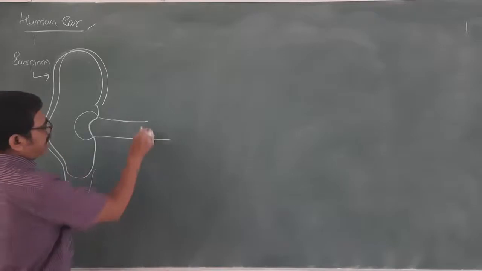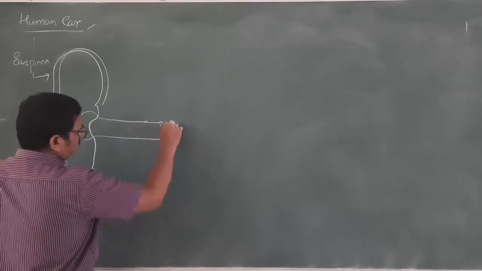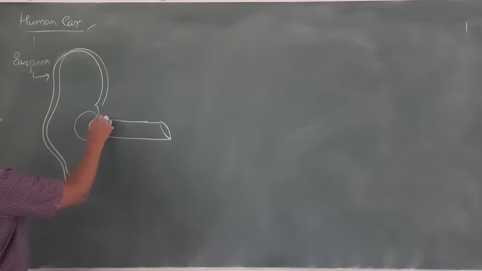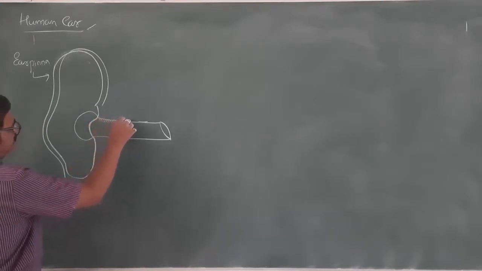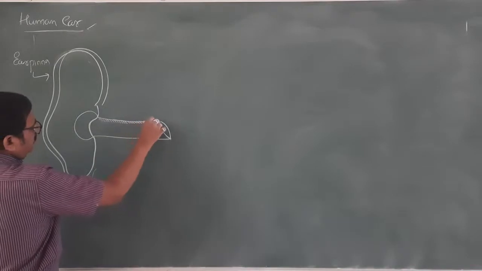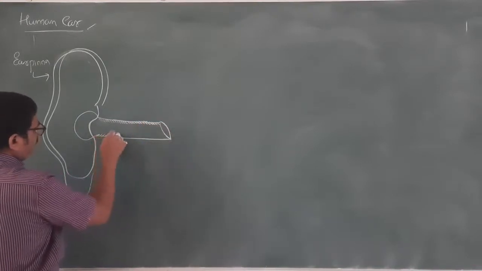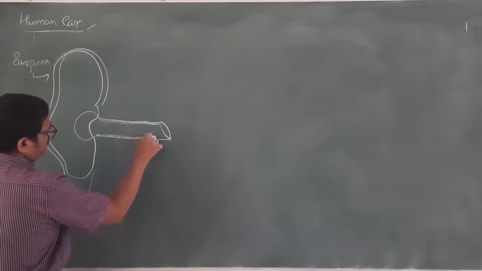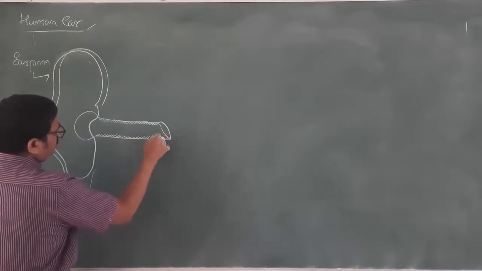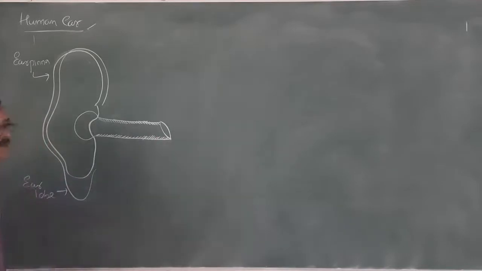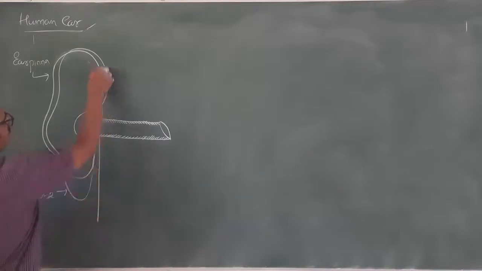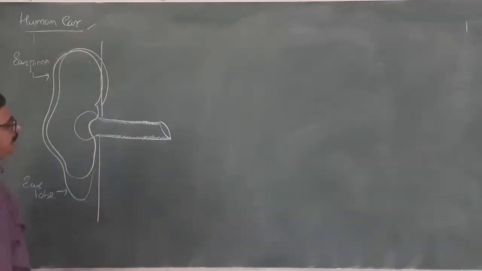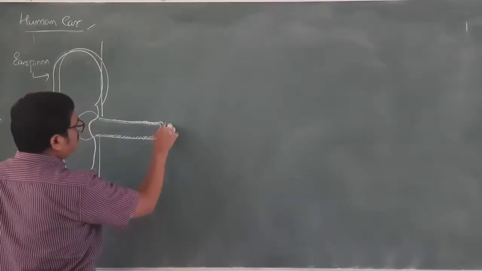Here we find lots of minute hairs, and there is wax also produced. The oil gland or sebaceous gland present helps in trapping dust particles. Sometimes small insects may enter here, and it will prevent the entry of the insects. So this is what we are observing in the external ear, the ear pinna.